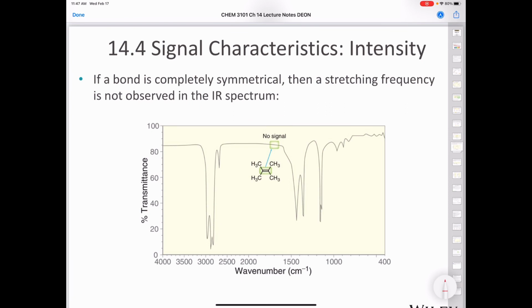This alkene is symmetrical, that is, both vinylic positions are electronically identical, and the bond has no dipole moment at all. As the carbon-carbon double bond vibrates, there's no change in the dipole moment, which means that the bond cannot function as an antenna for absorbing infrared radiation. In other words, symmetrical bonds are completely inefficient at absorbing infrared radiation, and no signal is observed. The same is true for symmetrical carbon-carbon triple bonds.